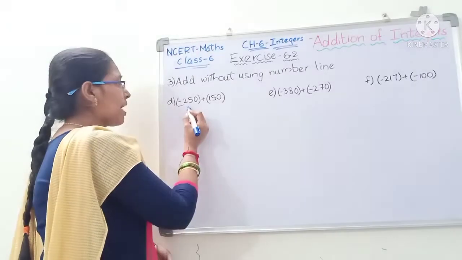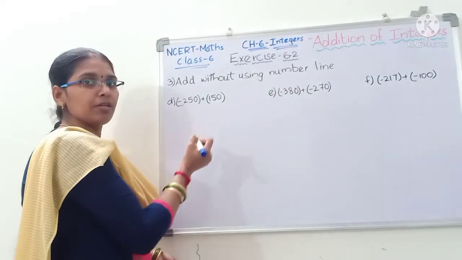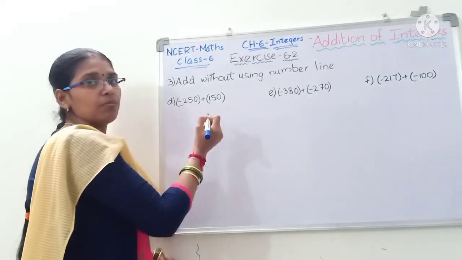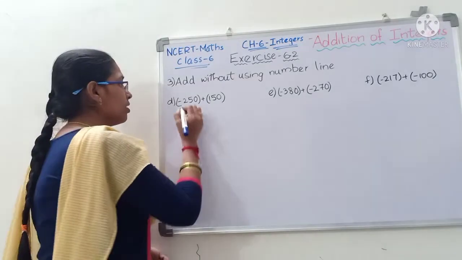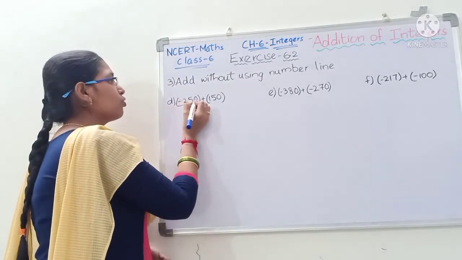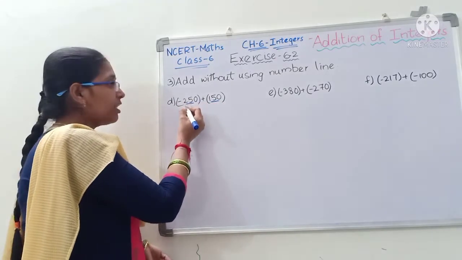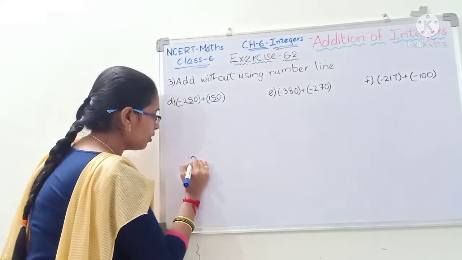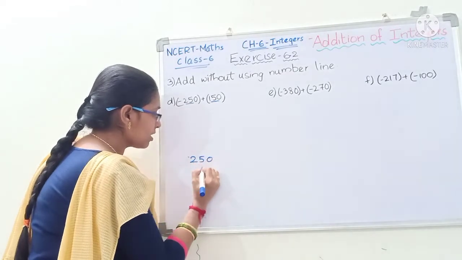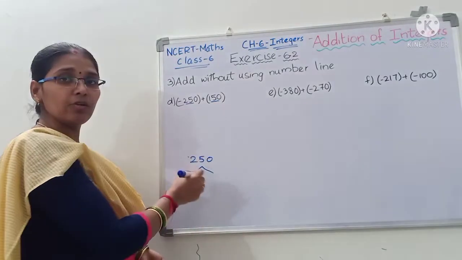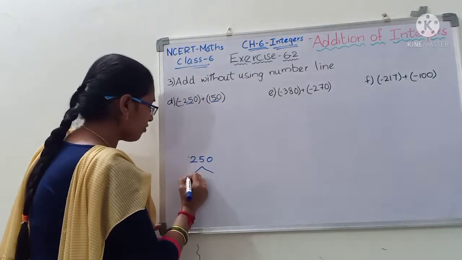Next problem, children. Minus 250 plus 150. Without seeing the signs of two numbers, check which is big number first. That means don't check minus 250, check just 250 and 150. 250 is big, right? So express 250 as sum of two numbers. And in the two numbers, one should be 150.